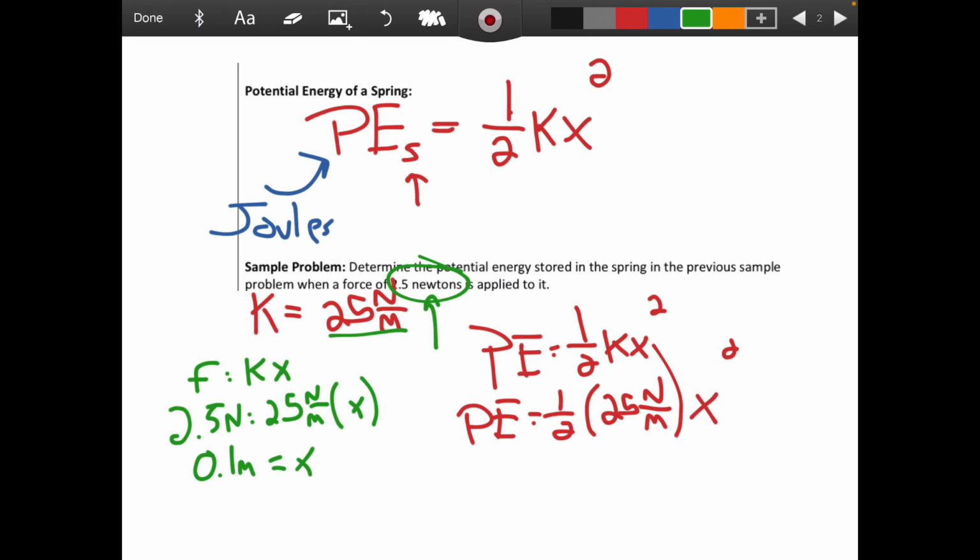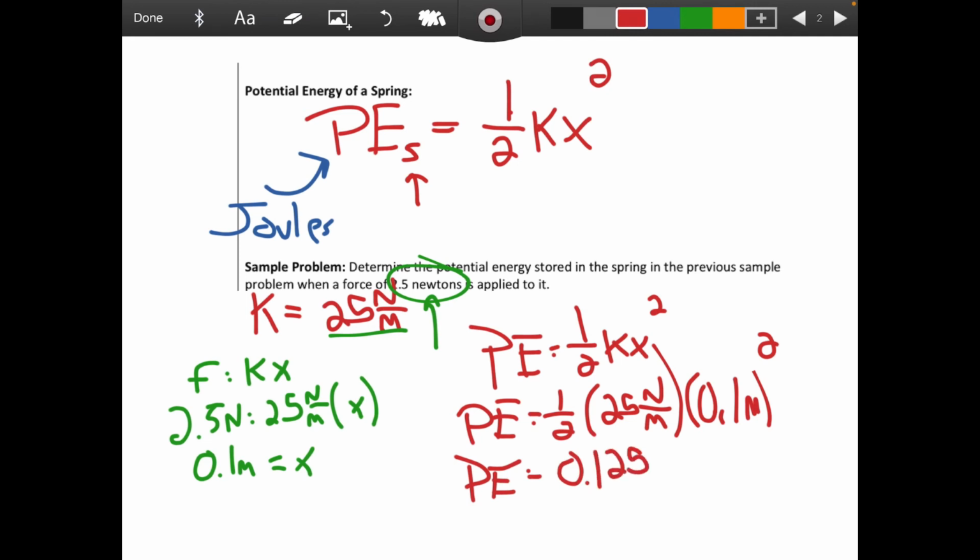Now that I found that, I can go back to my elastic potential energy formula and figure that out. So I could plug in that 0.1 meters, and move over this squared sign. Okay, and you can just plug that into your calculator, do 0.1 squared times 25 times 0.5, and we should get an elastic potential energy of 0.125 joules. And there we have it.